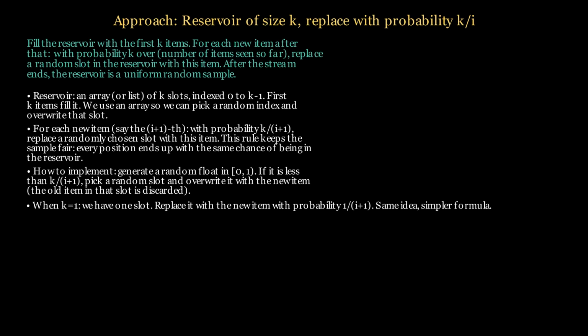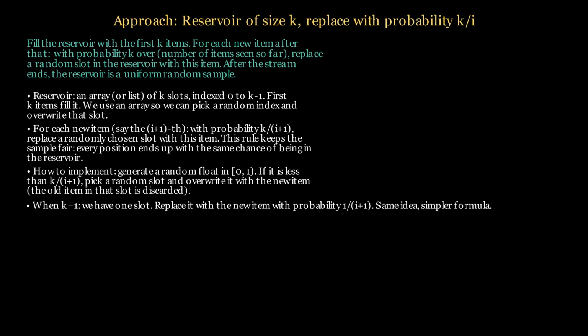We store the reservoir in an array or list of K slots, indexed 0 to K-1, so we can pick a random index and overwrite that slot. Fill the reservoir with the first K items. For each new item after that, with probability K over the number of items we have seen so far, we replace a randomly chosen slot in the reservoir with this item. This rule keeps the sample fair so that every position has the same chance of being chosen.